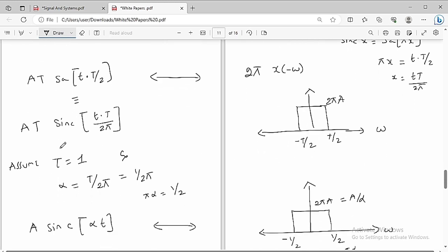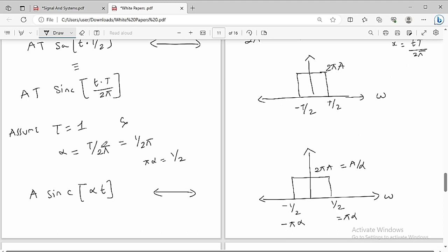What I assume is T is equal to 1 and T by 2 pi I have assumed as alpha. Then T is equal to 1 means alpha is 1 by 2 pi. Pi into alpha is nothing but 1 by 2. So if I substitute these values, I got this one, right? Here also I have substituted these values and I got this is 1 by 2, this is minus 1 by 2, and this 2 pi here.